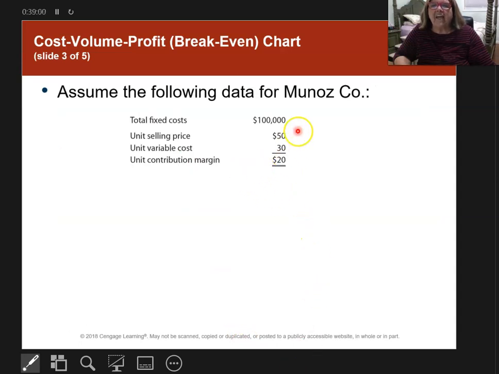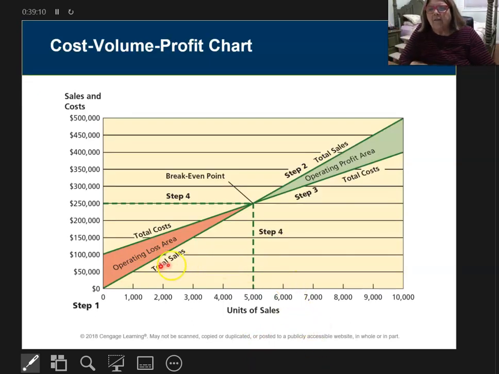This is the data I have. Okay, $100,000 are my fixed costs. I'm selling at 50. My variable is 30, and my contribution margin is 20. So here's what I have. So this bottom line from here up to here is my totals. These are my total costs going this way. So where they meet, this is my break-even point. Remember, break-even point is $0.